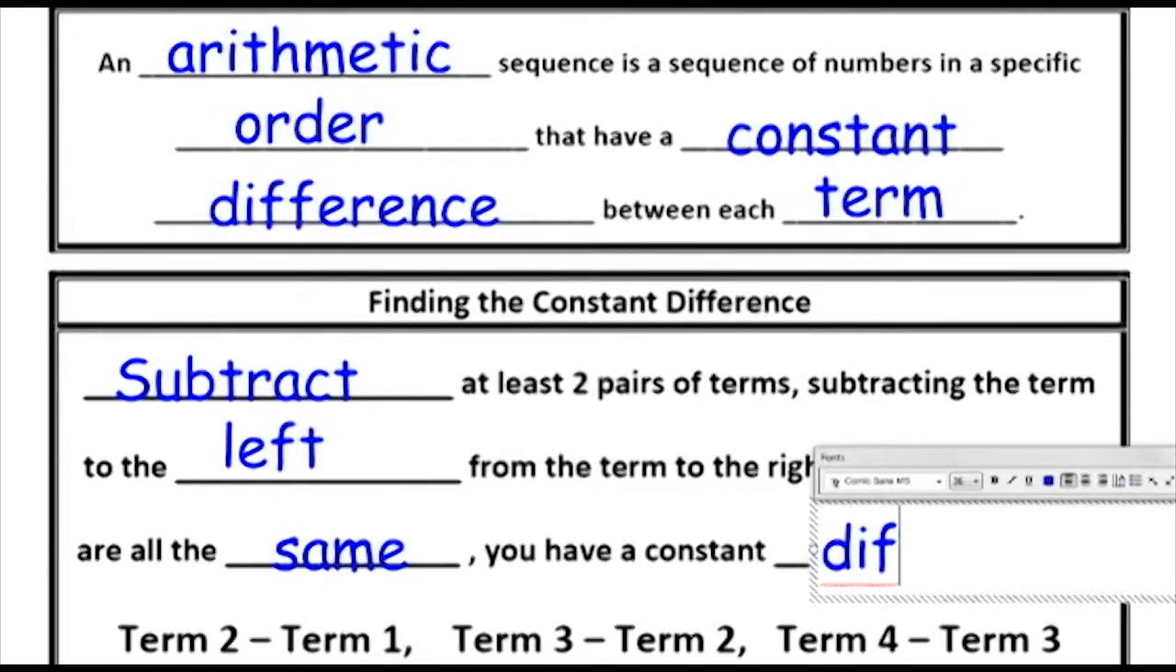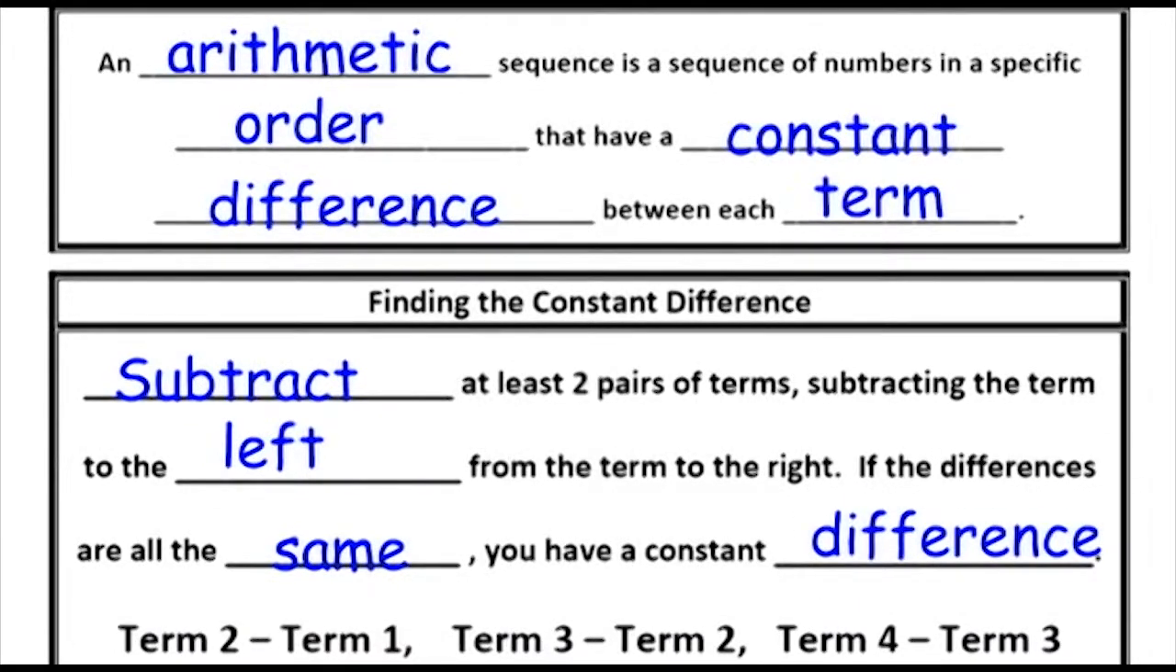We have an example right here. Let's say you have a list of terms. You would do term 2 minus term 1. Find the difference. Term 3 minus term 2. Find the difference. You might try and do term 4 minus term 3. Find the difference. If these differences all come out to be the same, you have a constant difference. That means you have an arithmetic sequence.